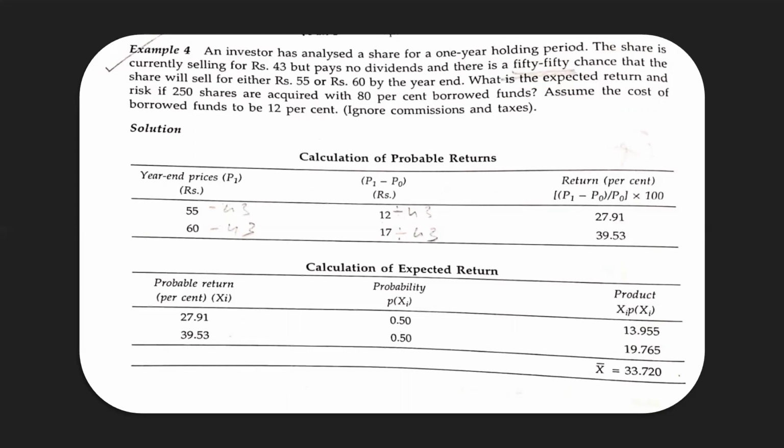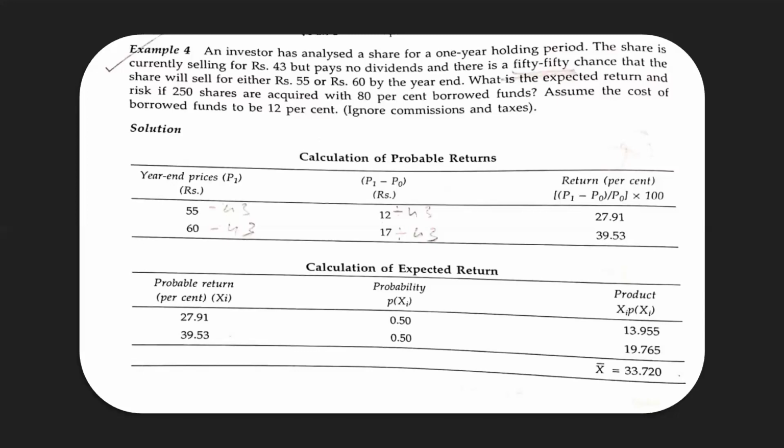The price at the end of the year is given. So we have to use the formula to calculate the percentage of probable returns when the actual price is given in the question. That is, the percentage is not given, but the price is given. Then we'll have to calculate the percentage. So we already know the formula for doing that. It is P1 minus P0 divided by P0 into 100.